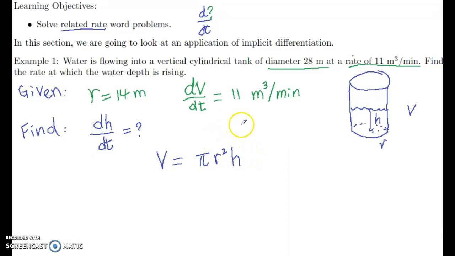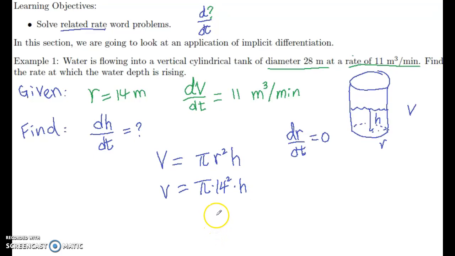Because we know r is not changing, the rate at which it changes is 0, because it's not changing. So we can just plug in r as 14. So our V equals pi times 14 squared times h.